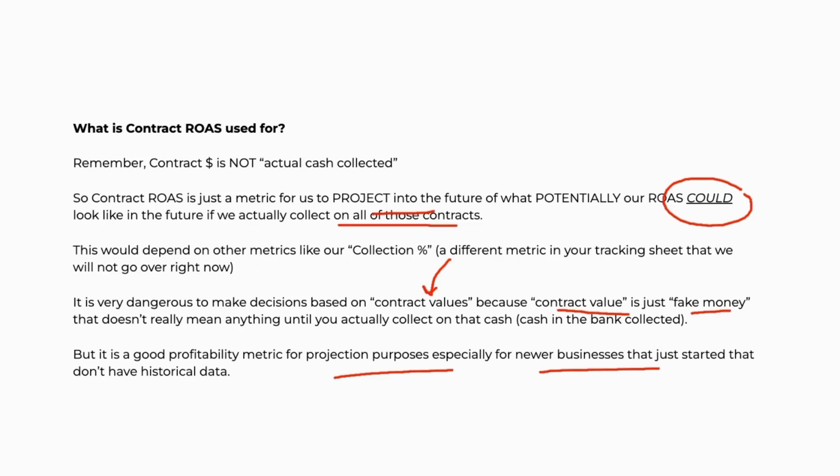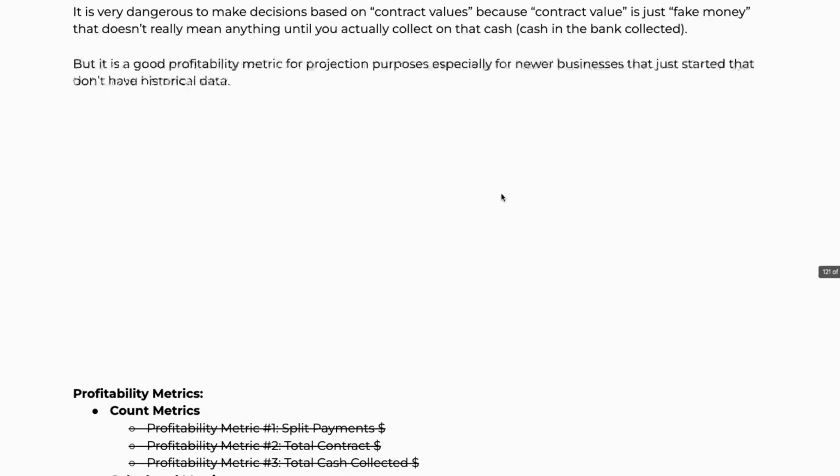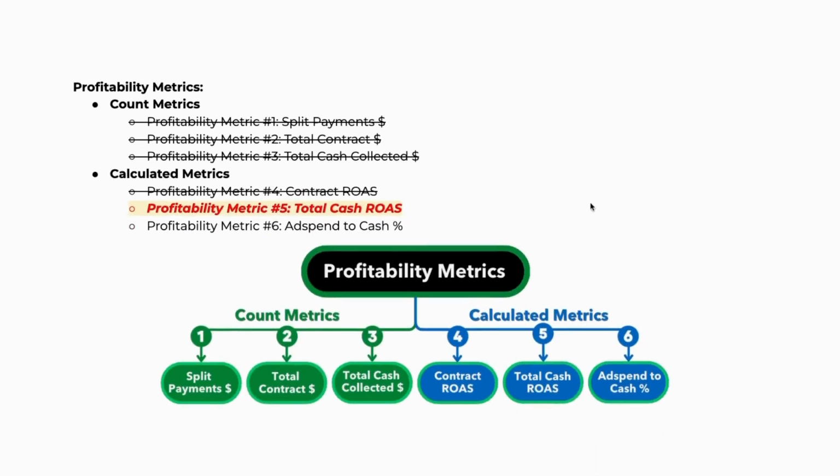We say, cool, assuming we do have a good collection percentage, let's go ahead and maybe project out what that ROAS could potentially look like in the future if we do actually collect on all of this cash, okay? So that's what contract ROAS is primarily used for. Does that make sense? I hope so. That is profitability metric number 4, which is contract ROAS.